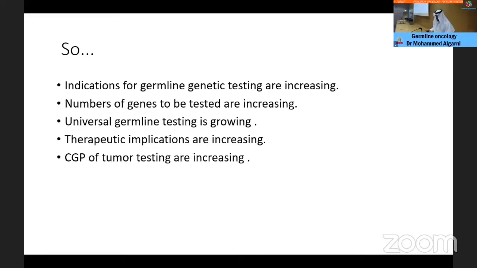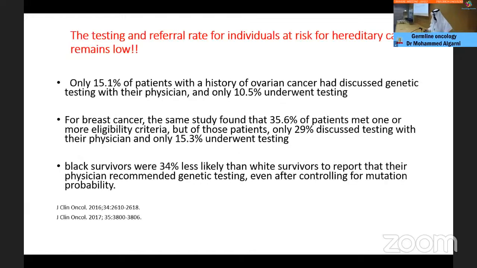So from what I have just presented, there is an increasing indication for genetic testing. The number of genes that need to be tested is increasing. The universal germline recommendation is growing. The therapeutic implication is increasing. And since we are doing comprehensive genomic profiling, we might need to do more genetic testing too. So how can we match the growing indication for genetic testing and improve the access to it?